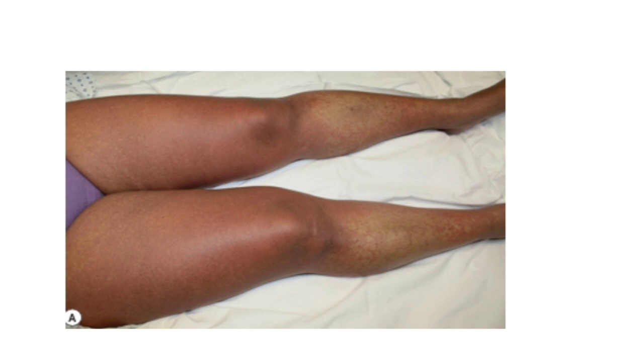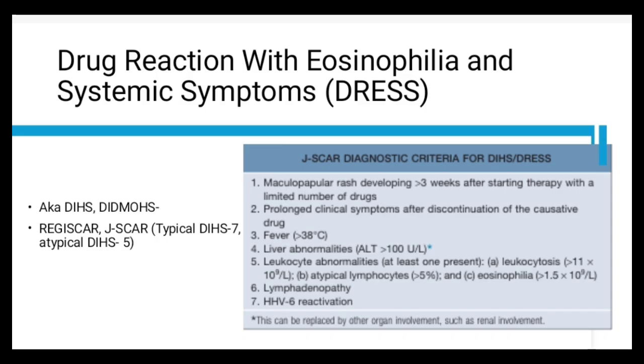And diagnosis would be drug reaction with eosinophilia and systemic symptoms. It is also known as drug-induced hypersensitivity syndrome or drug-induced delayed multi-organ hypersensitivity syndrome. And diagnostic criteria of DRESS will be RegiSCAR, J-SCAR. Typical DRESS will have all 7 features in it, and atypical DRESS will obey only 5 among them.